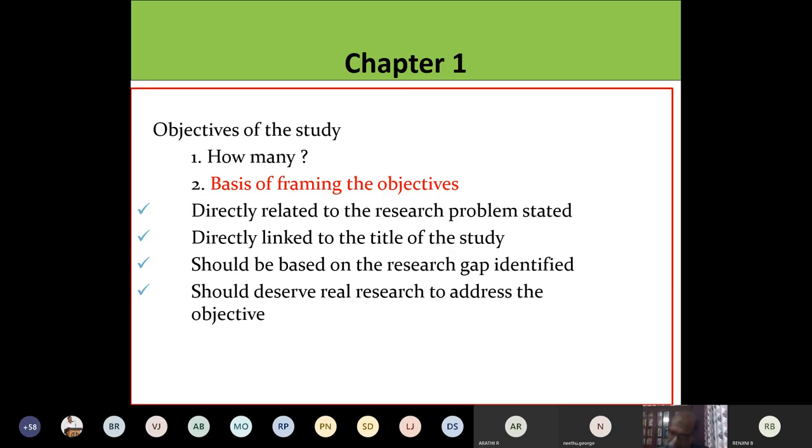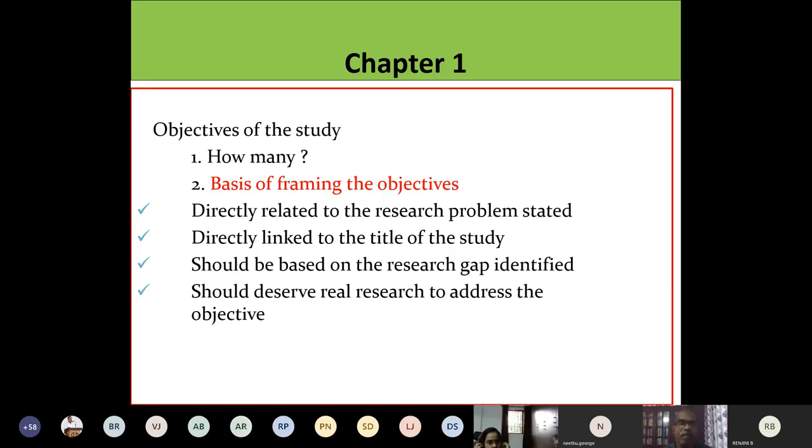You have to identify the research gap. On that basis, you frame the research problem. You make the title of the study, and then you make the objectives. So remember, there is a process. The first thing is that you identify the research gap, then you make the research problem, then you fix the title, then you fix the objectives. Then your study will be in a systematic manner.